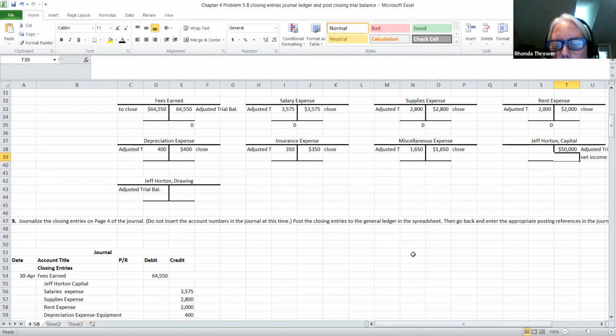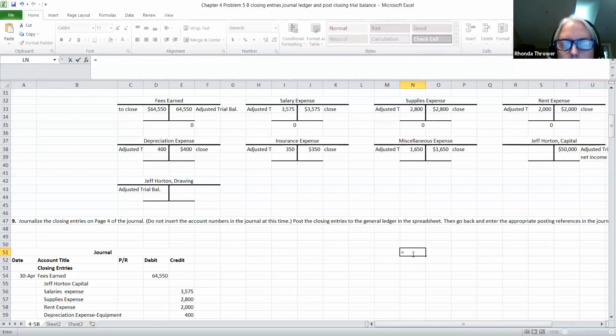So what I'm going to do is make a formula here to calculate net income. Just bear with me for just a second. I'm going to take my fees earned, which was the total of the revenue, and you would subtract out the total of your expenses, but I don't know what those are. So I'm going to make a formula where I subtract out each one of these expenses.